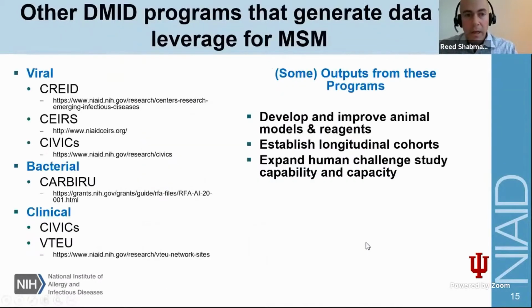And so finally, I highlighted one program. There are a number of other programs that are data generators that one could leverage for multiscale modeling. This involves CREED, SEERS, and CIVICS. These are viral programs. SEERS and CIVICS have an influenza focus. CREED is emerging infectious diseases. There's an RFA Adam pointed to here that's undergone review, and this is for antibiotic-resistant bacteria. Clinical units such as the CIVICS, again, and the VTEU generate data, and these centers can develop and improve animal models, develop reagents. They're establishing longitudinal cohorts, and they're expanding human challenge study capability and capacity.